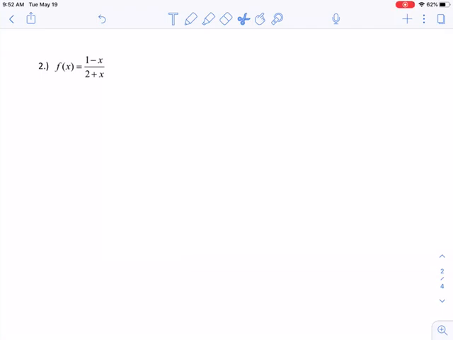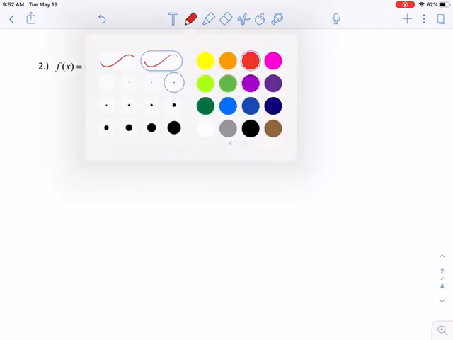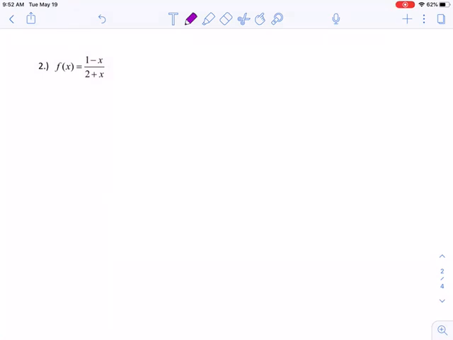Now let's take a look at finding the derivative of a rational function. This one's going to require a little bit more work, but let's work through it. We want to start off by finding the derivative. So to find f prime of x, we know that the derivative is equal to the limit as h approaches 0 of f of x plus h minus f of x all over h.